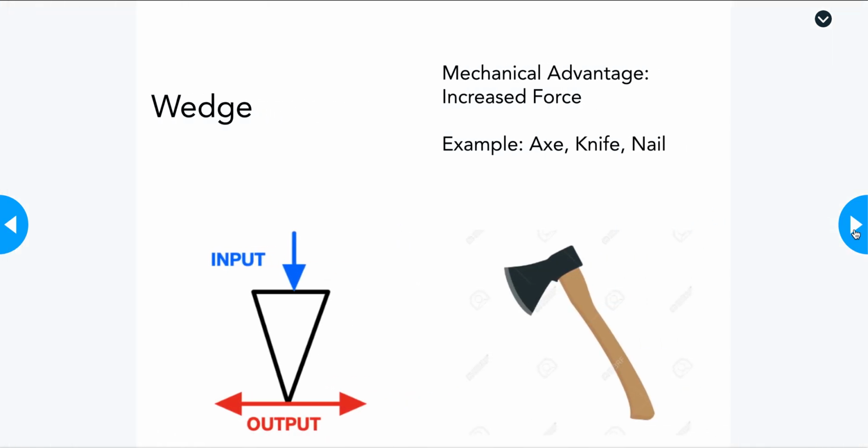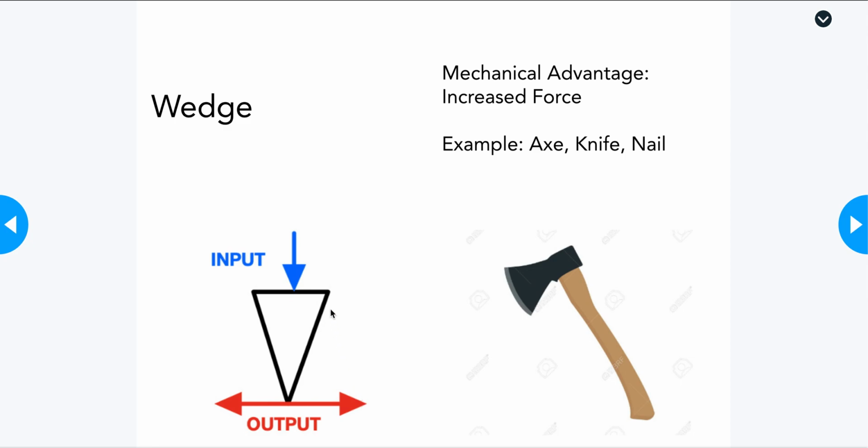A wedge. A wedge is, as we said, two inclined planes pointed together in a V. For a wedge, you put the work input pushing down on the wedge in this example. The input work is going to come through the wedge, and it is actually going to go in two directions, both directions pushing away from the wedge.